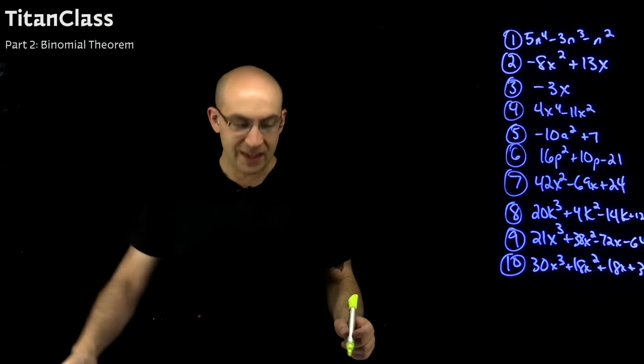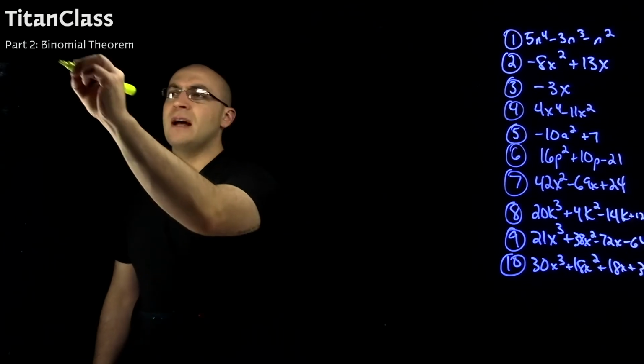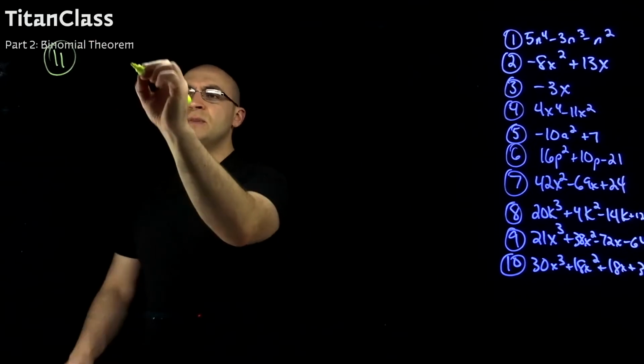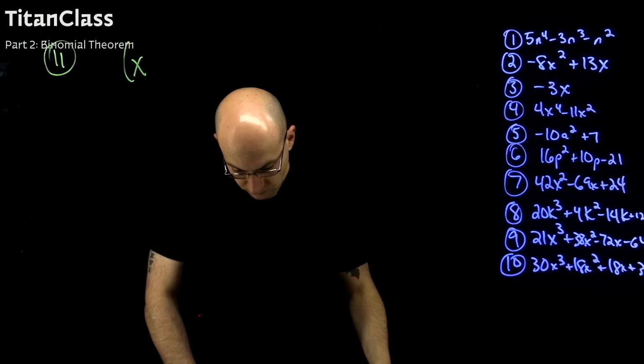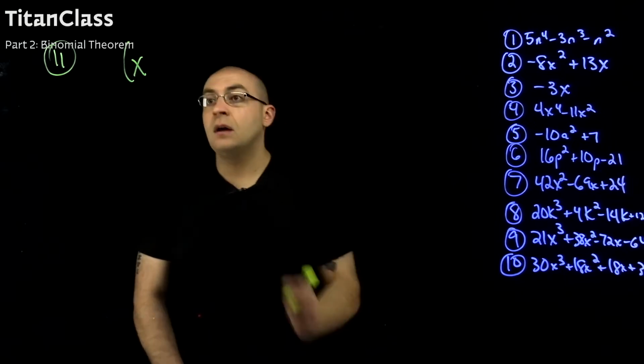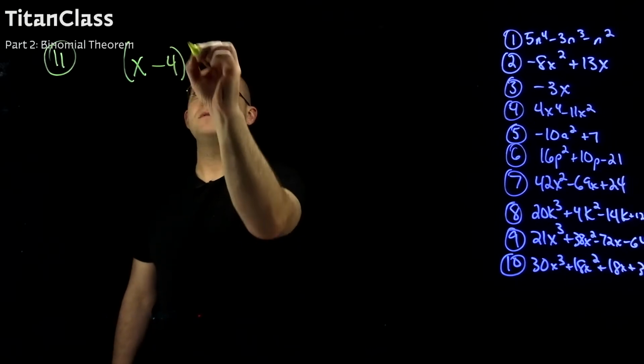Okay, so binomial expansion. There's not many of these because they take a long time. So this one is going to be, where is this one? x minus 4 to the 4th power.